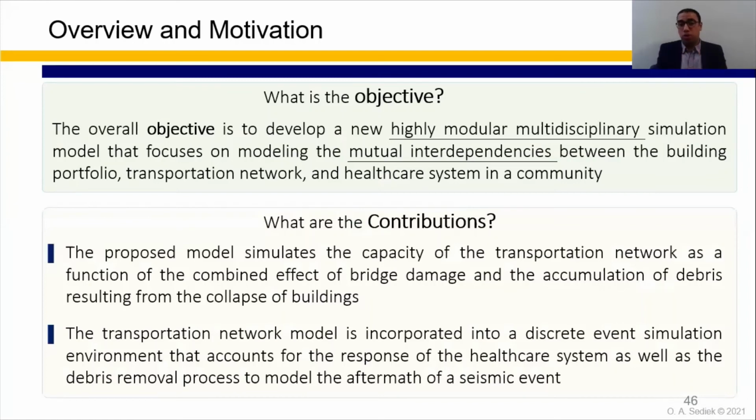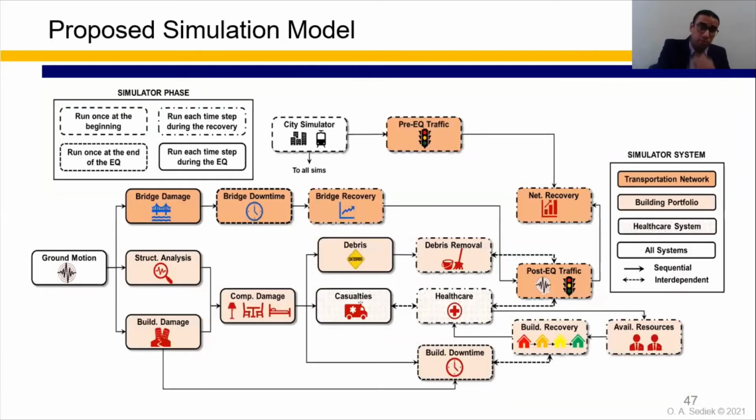So in this proposed model, the capacity of the transportation network is simulated as a function of the combined effect of the bridge damage with the new aspect here, which is the accumulation of debris resulting from the collapse of the buildings. And then the transportation network model is incorporated into a discrete event simulation to model the response of the healthcare system as well as the debris removal in the community. So this is the proposed simulation model.